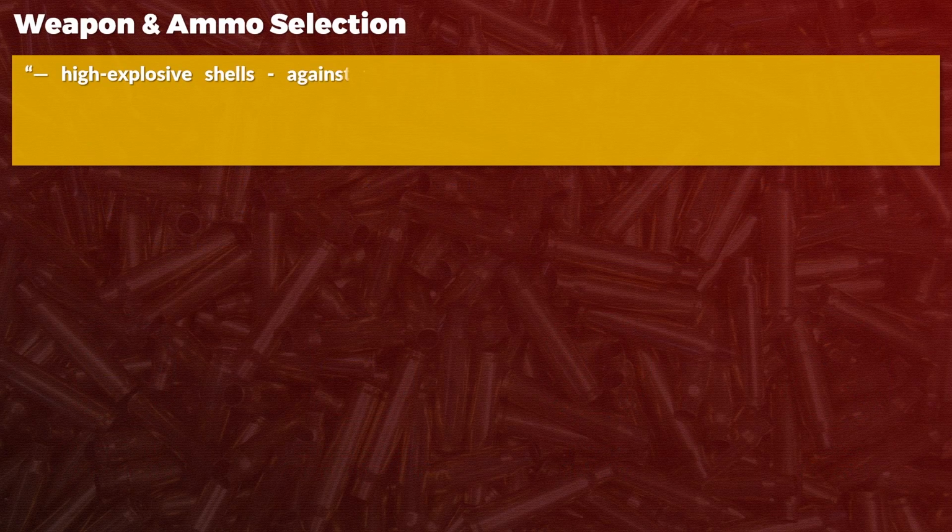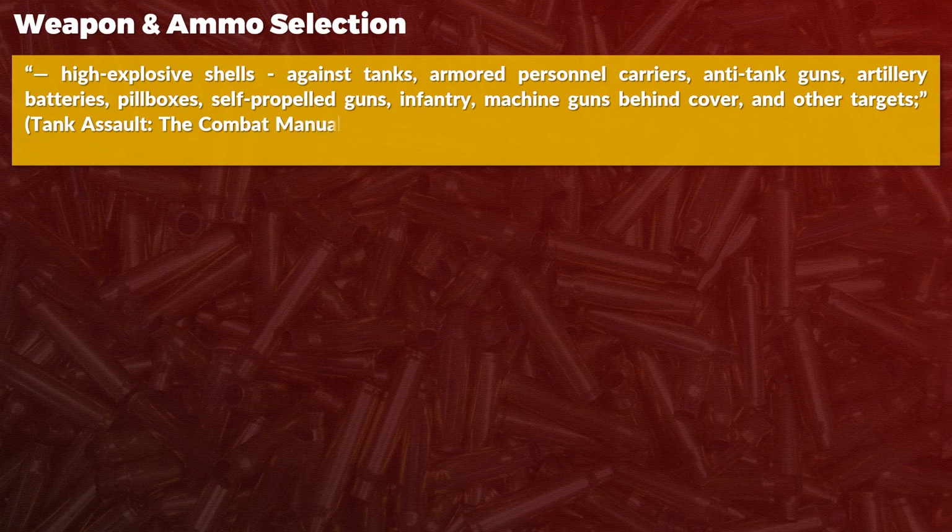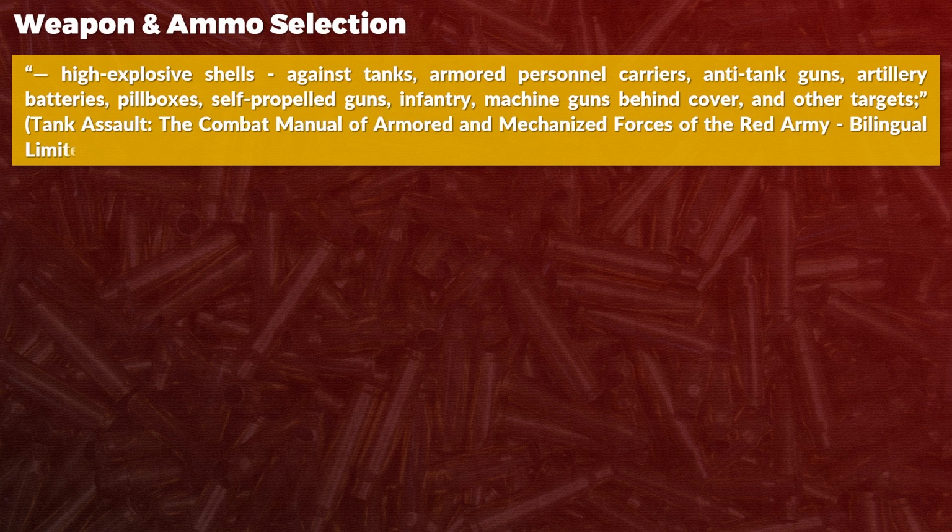The manual continues. High explosive shells against tanks, armored personnel carriers, anti-tank guns, artillery batteries, pillboxes, self-propelled guns, infantry, machine guns behind cover, and other targets. For some, high explosive shells against tanks might seem odd, but they are not. First off, every shot creates suppression.